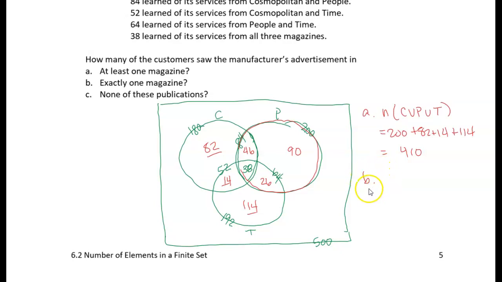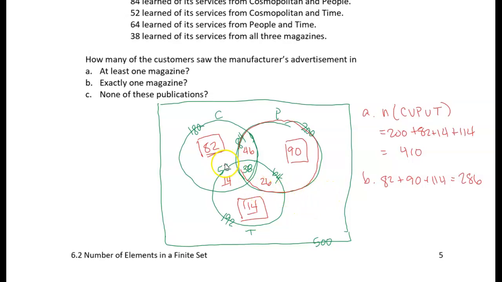All right, part B is asking how many learned from exactly one magazine. Okay, so exactly one, those are those people who learned only from Cosmopolitan or only from People or only from Time, not a combination of any of them. So what we want there are the values that are outside, they're not in the intersection of any two circles. Okay, so what I need to do is just add up 82 plus 90 plus 114. And when I do that, I get 286. Okay, those people learned from only one source.